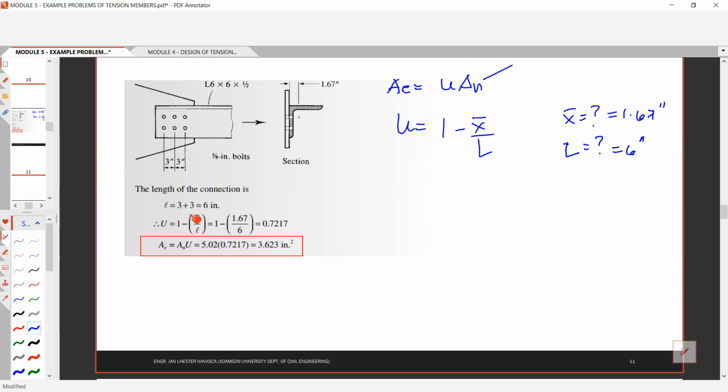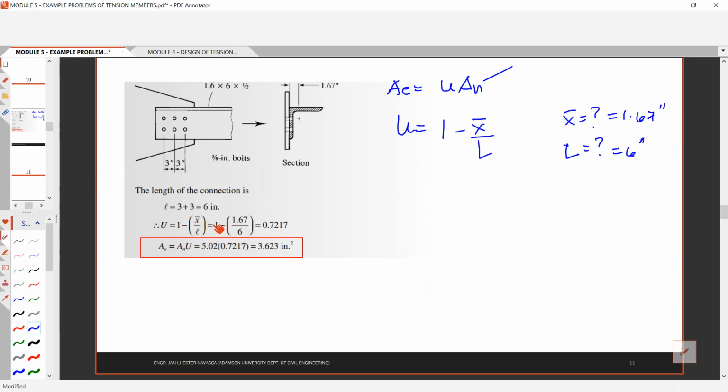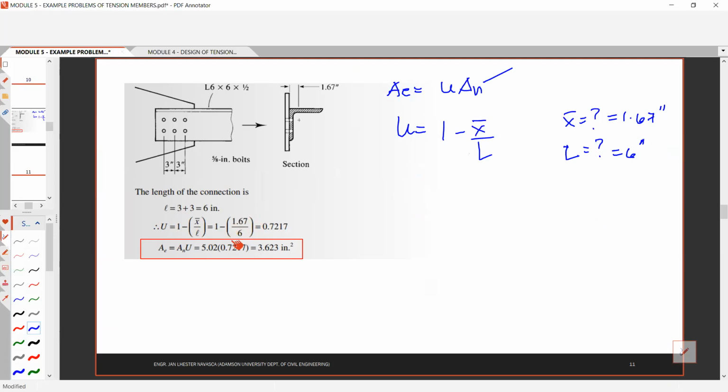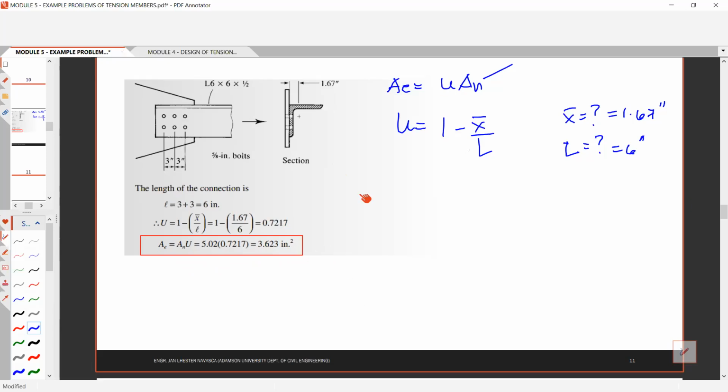Okay, therefore, your shear lag factor U is equal to 1 minus X bar over L. You have 1 minus 1.67 over 6. You have a shear lag factor of 0.7217. And solving for AE, or the effective net area, AN multiplied by U, that is 5.02 multiplied by 0.7217, you have 3.623 square inches. So this will be your answer for the effective net area.